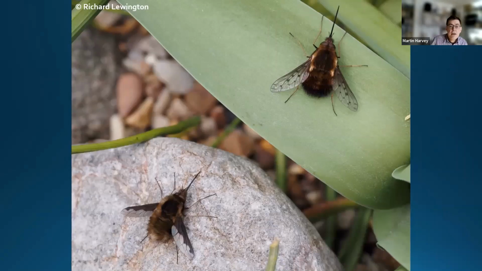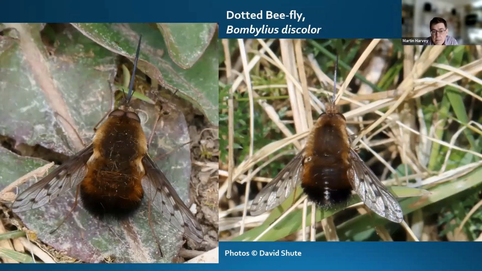So the dotted bee fly has dots on the wings. The females on the right here also have a series of white dots down the middle of the abdomen, which the common dark-edged bee fly does not have. The white dots can wear off when they get a little bit older, but when you get a nice fresh specimen, it's also a really good identification feature for the dotted bee fly.